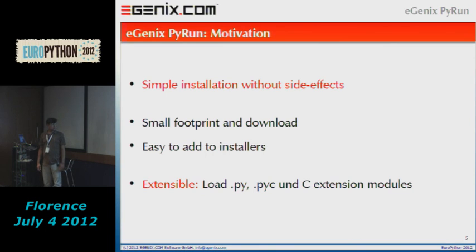So what we're looking for is something that has a small footprint, a small download. Disk space is cheap, but of course customers don't want to wait, so you have to make things fast for them. You don't want them to download a 100 megabyte Python installation just to be able to run your product. We also wanted it to be easy to add to installers, because we ship the product with installers, and it should support all the standard things that you have in Python. So it should load .py files, it should load bytecode files, and very important, it should load C extension modules.